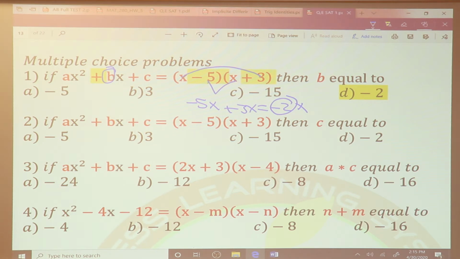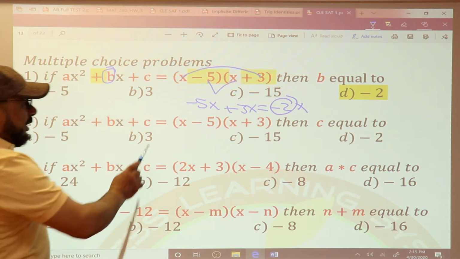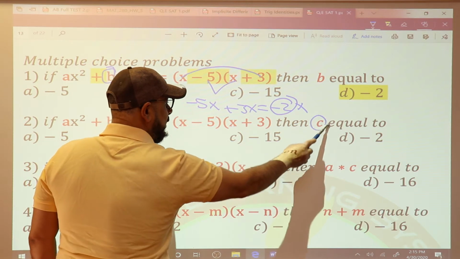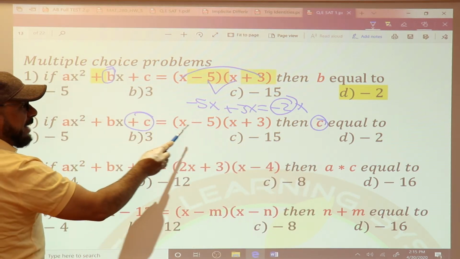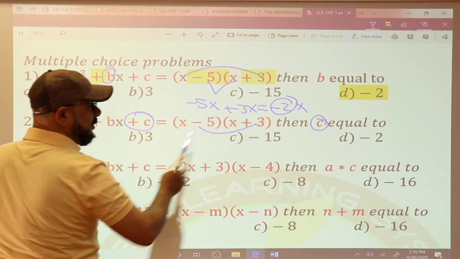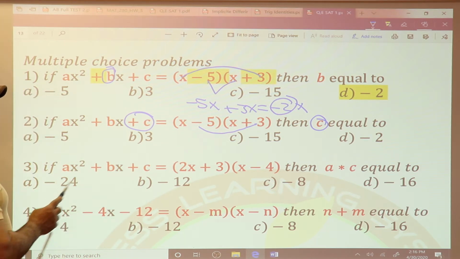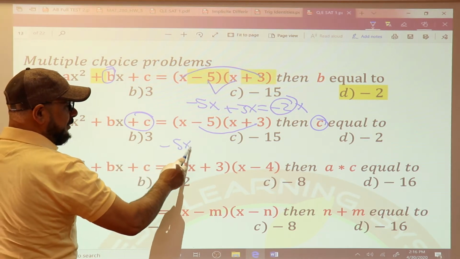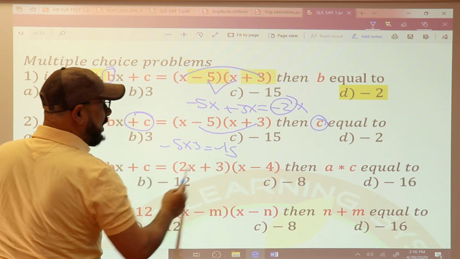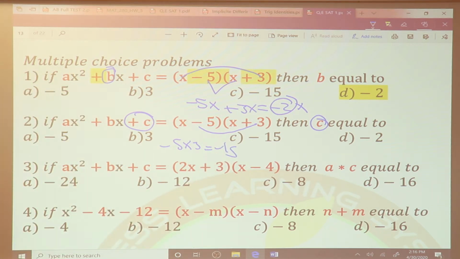Good. Now c. C means the product of the two solutions, negative 5 times 3. What's negative 5 times 3? Negative 15. That's quick, right? So that's what you have to do in the SAT. Negative 15.